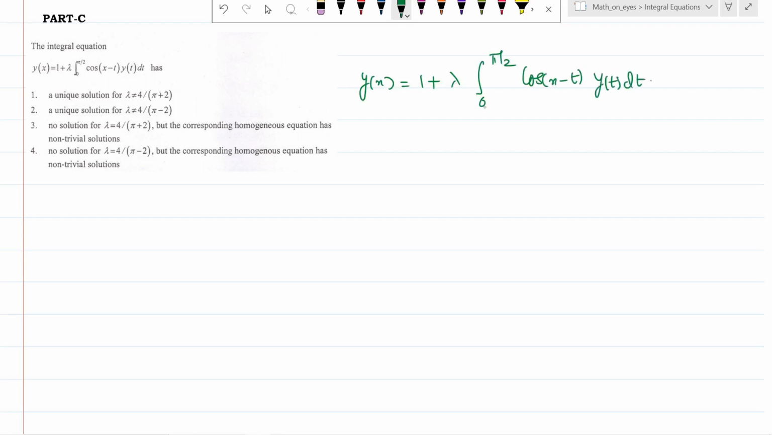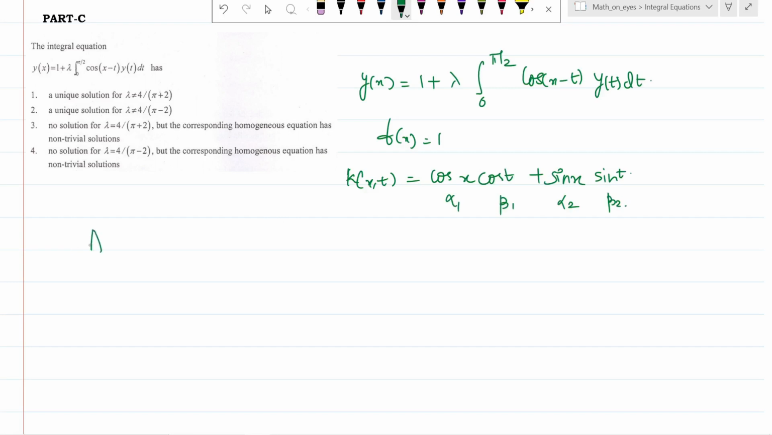Now here f of x is equal to 1, and the kernel is equal to cos of (x minus t). So k of x comma t is equal to cos a cos b plus sin a sin b. So this is equal to alpha 1, beta 1, alpha 2, beta 2.